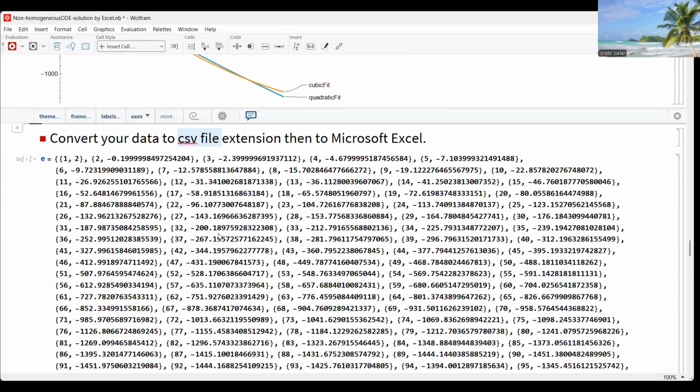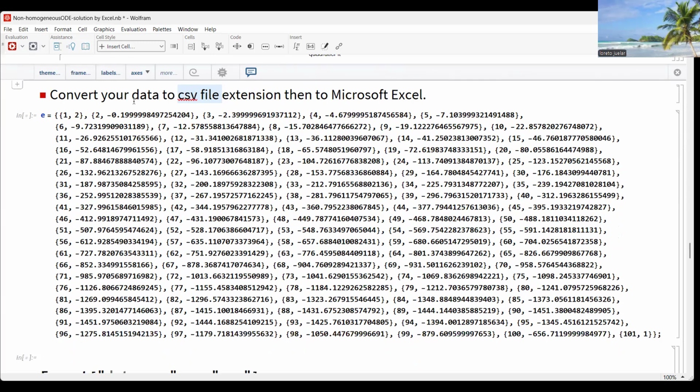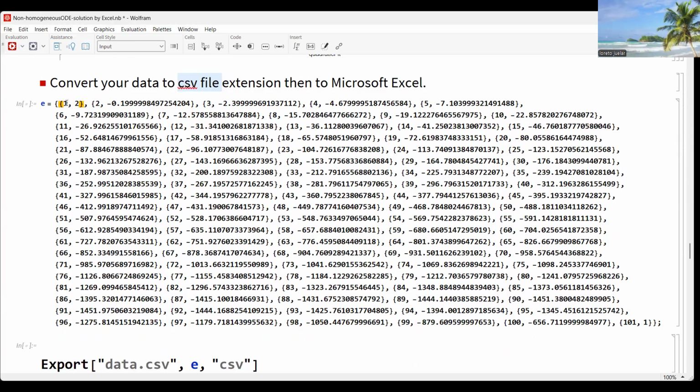Okay. Now the next step is to convert your data to a CSV file extension, then to Microsoft Excel. So you write the solution. The first solution here is equal to 2, so that corresponds to 1. The next solution here is negative 0.199. So this corresponds to the second solution here.